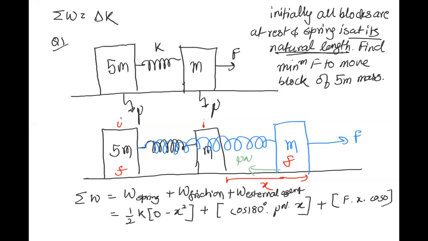I hope this is clear to everyone. Anybody having any kind of doubt must ask. So this will be equal to minus half kx square minus mu mgx plus fx.